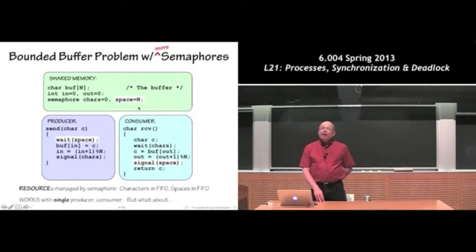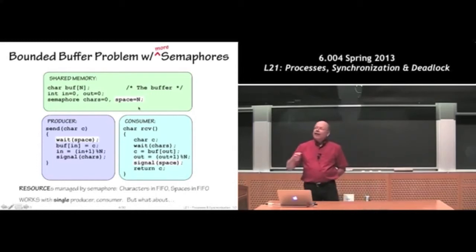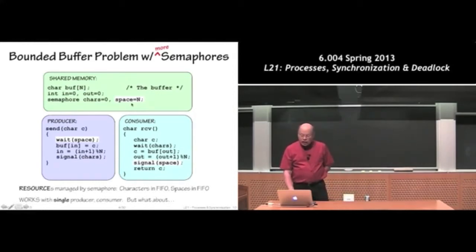So when the consumer consumes a character, what does it produce? It produces a space. Think of the producer as converting spaces into characters, and the consumer is turning characters back into spaces in the buffer. That makes sense? And so it's the second semaphore that we'll use to implement the other precedence constraint. So initially, there are 0 characters in the buffer and n spaces.